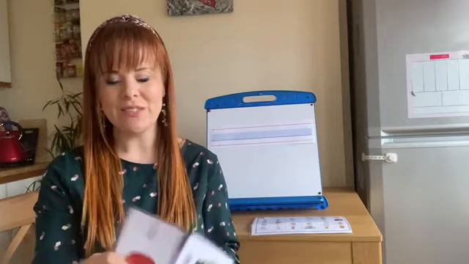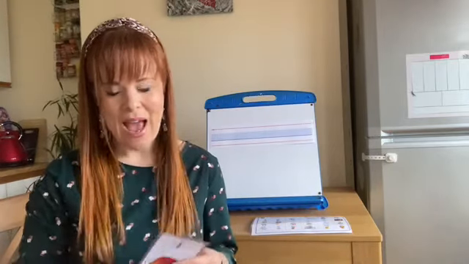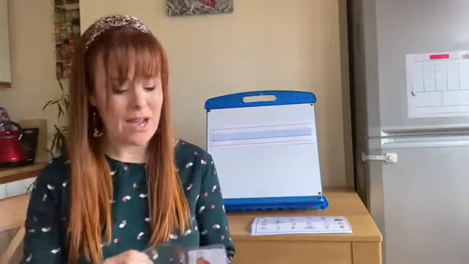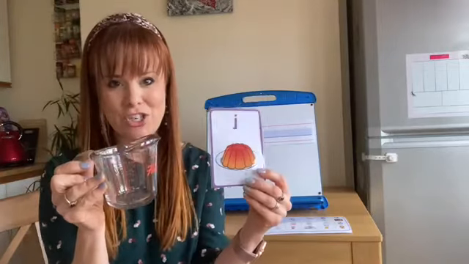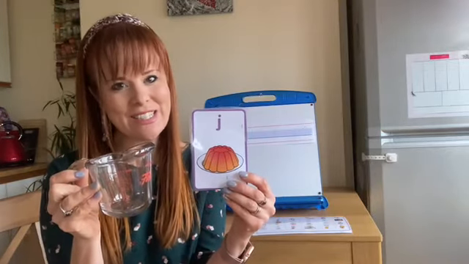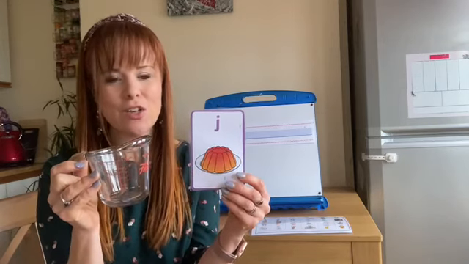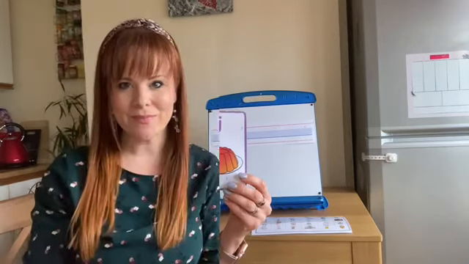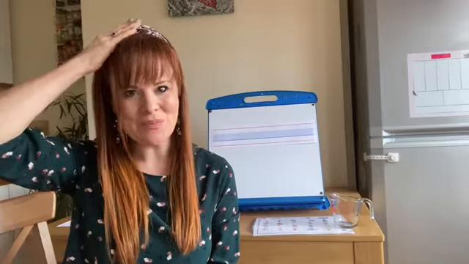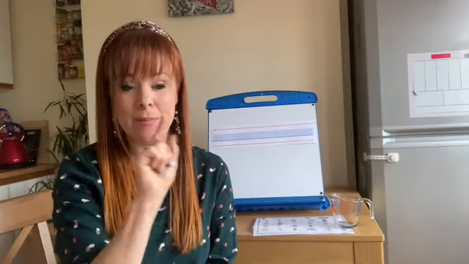And I would like you to write a sentence using that word. Now I've chosen the letter J, and I've picked something a bit different to what I had on the table. I've got a jug. My sentence that I will model to you is, the jug is full. Don't forget, a good sentence must include a clapperty capital at the beginning, finger spaces between the words, letters on the line, and a full stop to finish.